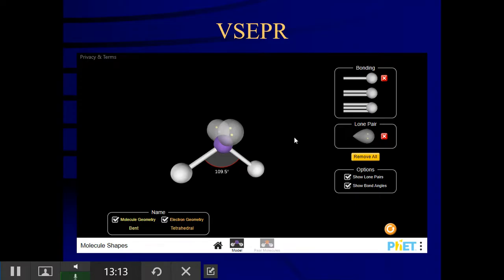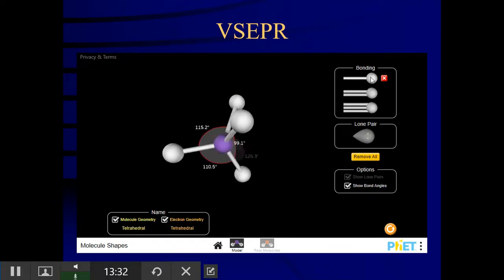Now, back in Chem 1, for some of you, this is where we stopped. We are going to go on to some more of the exceptions to the octet rule. So let me get rid of these lone pairs.